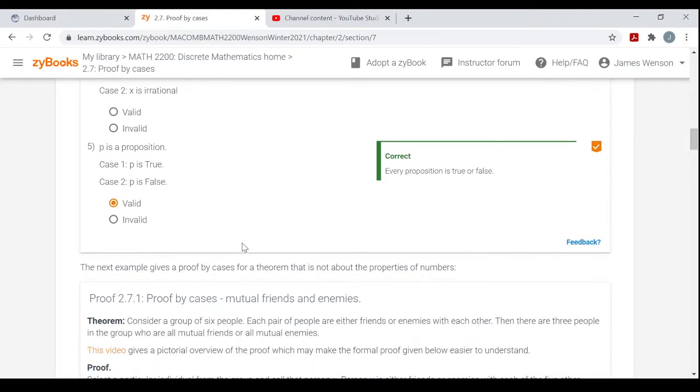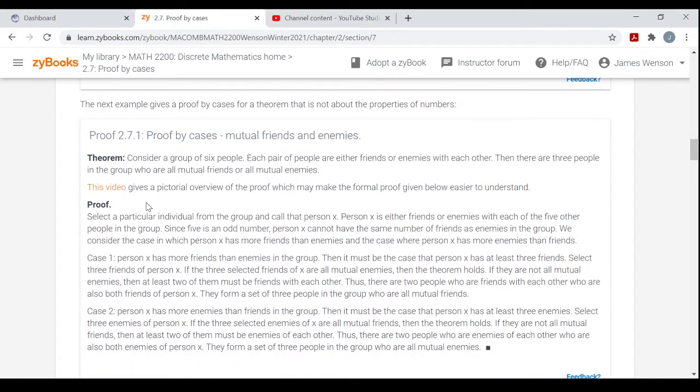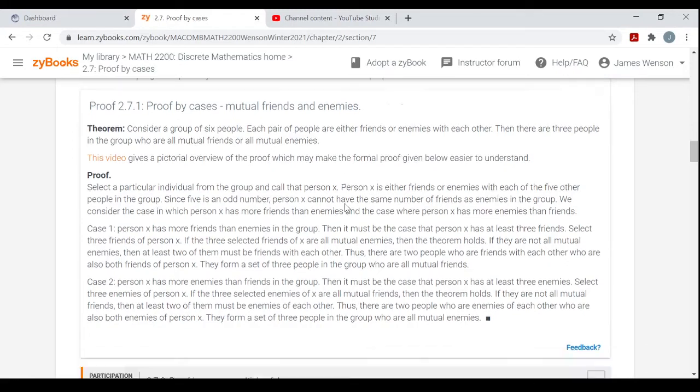Right. So again, I'll leave you to read this, and there's another video here that goes over how to look at this proof. This is a proof about groups of people and friends and enemies. It's interesting, but I'll leave it to you to read that one. It's another proof by cases.